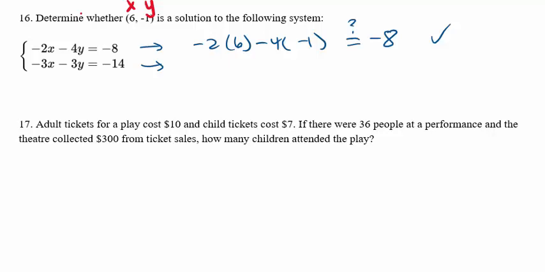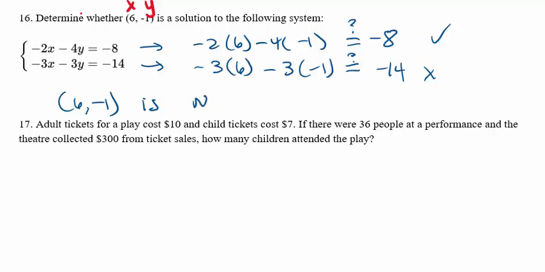Okay, so this point definitely satisfies the first equation, but we need to check both. So -3 times 6 minus 3 times -1, and we want to see if that's equal to -14. So we get -3 times 6 is -18, and then plus 3. Okay, well that's -15, which is not -14. So we're going to say 6, -1 is not a solution to the system.